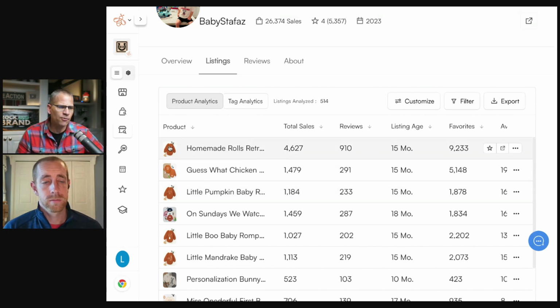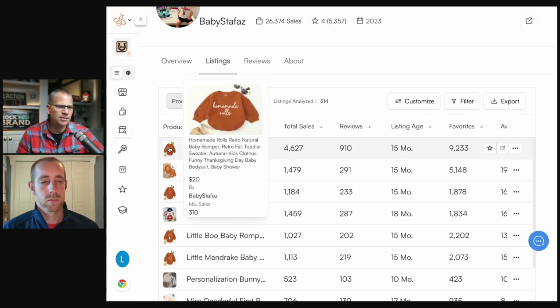Okay. Now, if I hover over here, you can take a quick peek at this. So this says handmade rolls. That's cute. Okay. It's a cute little saying. And it's doing well. So it says $20. I bet it sells for more because they're going to have other options that you add on. Okay. But still, I'm looking at this.